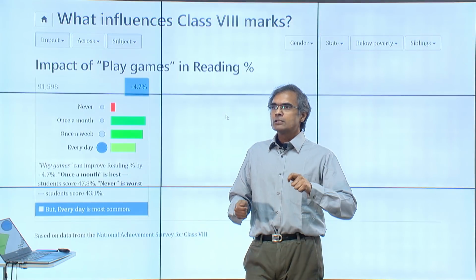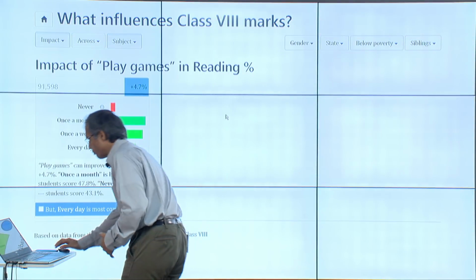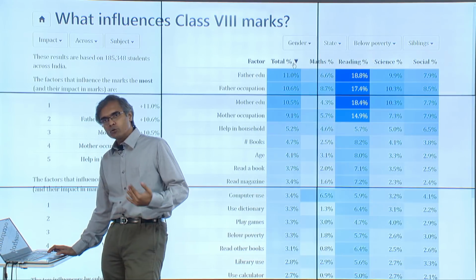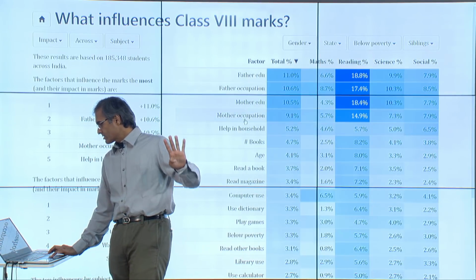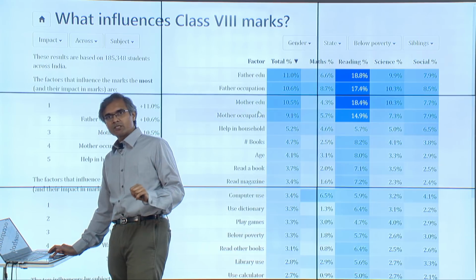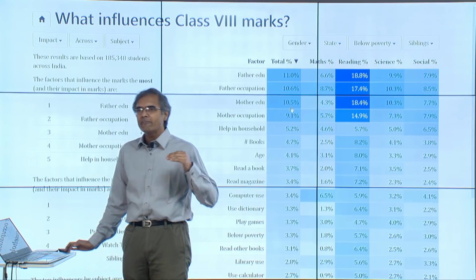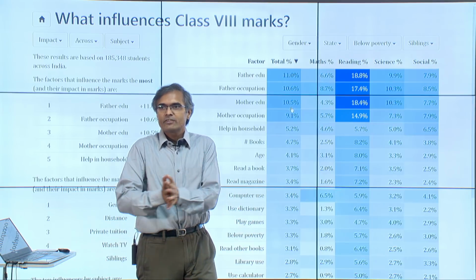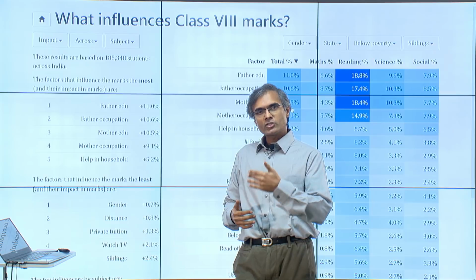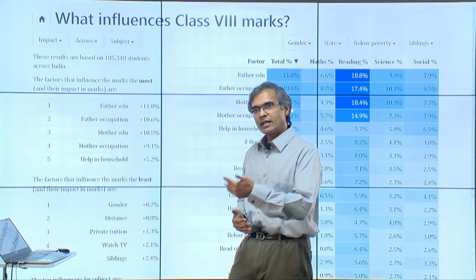We dug deeper into this interface and found that, for example, the factor that matters the most across all of these parameters, if I sort by what factor influences the total, there are 4 factors that matter: father's education, father's occupation; mother's education, mother's occupation. Almost everything else is significantly secondary. And it's also interesting that the father's education and father's occupation are slightly higher in importance than the mother's education and mother's occupation.